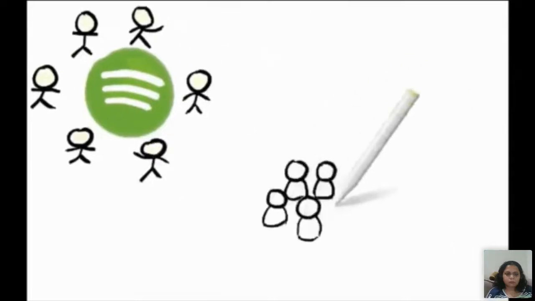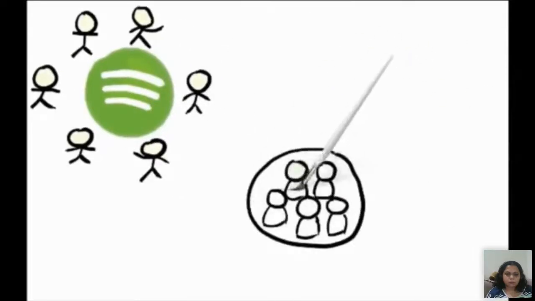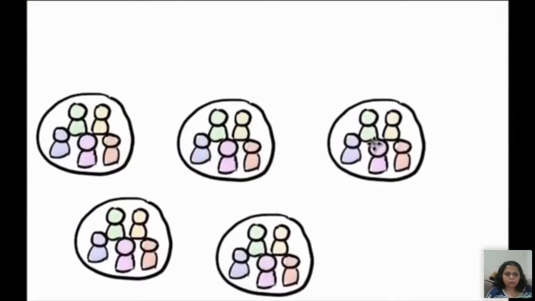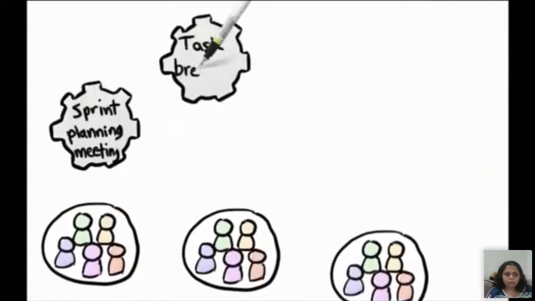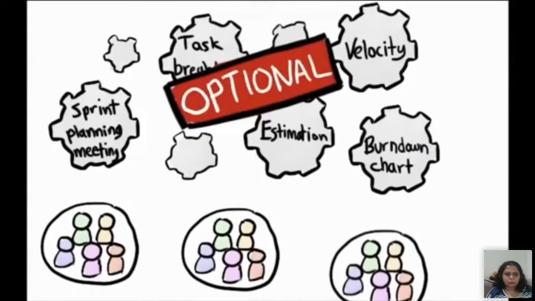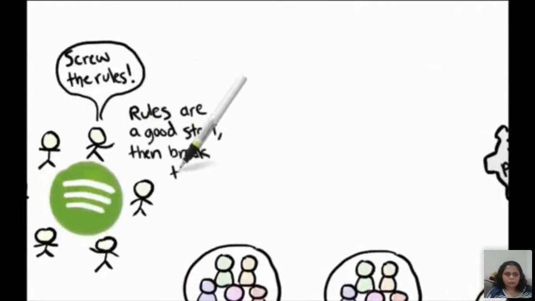When our first music player was launched in 2008, we were pretty much a Scrum company. Scrum is a well-established agile development approach, and it gave us a nice team-based culture. However, a few years later, we had grown into a bunch of teams and found that some of the standard Scrum practices were actually getting in the way. So we decided to make all this optional. Rules are a good start, but then break them when needed.